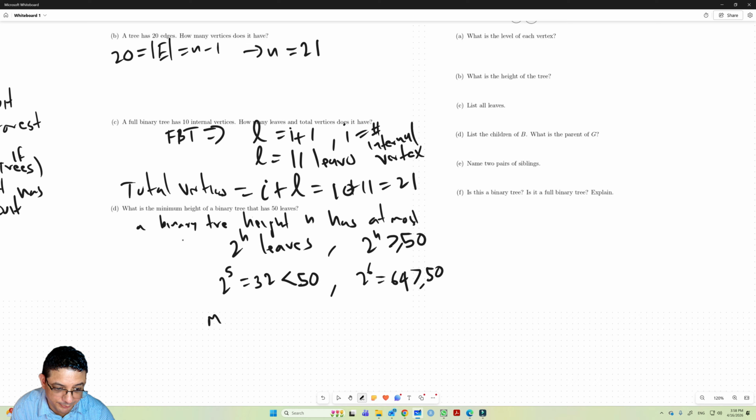So the minimum height would be, if we find out here, the log base 2 of 50 is another way of doing this. And we'll look for the ceiling of this, which is going to give us 6. So that's going to give us the number of the exponent here. That's also another way that we can find this. So the minimum length will be 6.